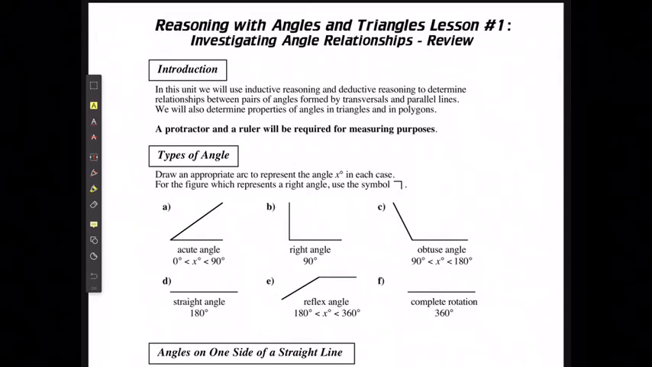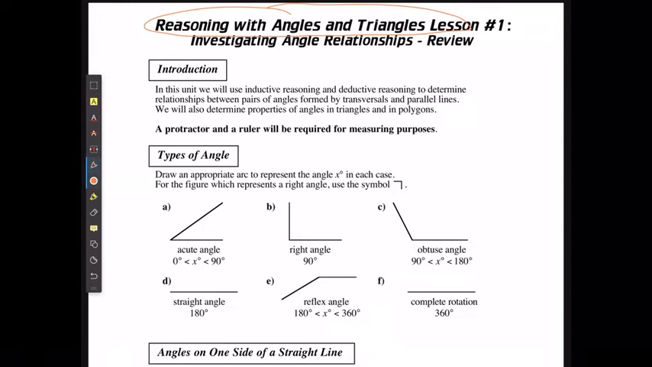In this next unit, we're going to take a look at reasoning with angles and triangles, which is a fancy way of saying we're going to look at how trigonometry works combined with our math reasoning and our logical reasoning that we did in the last unit.